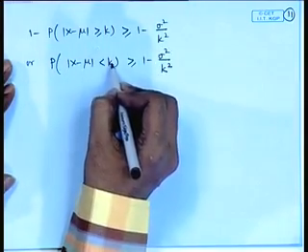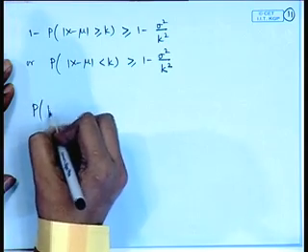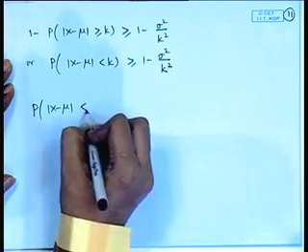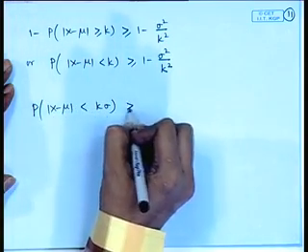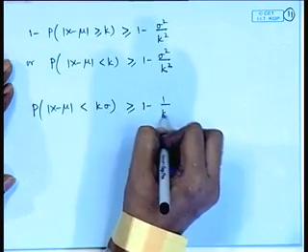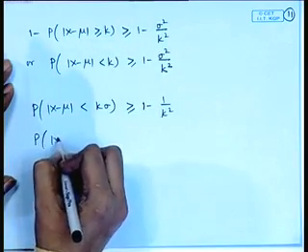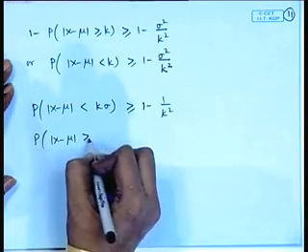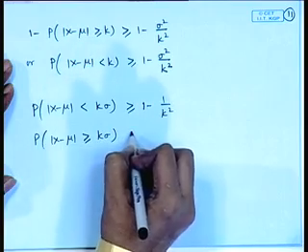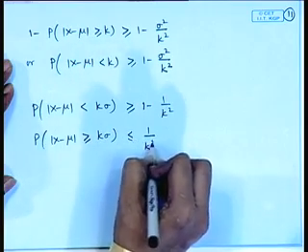Sometimes the form is written in this fashion: probability of modulus x minus mu less than k sigma is greater than or equal to 1 minus 1 by k square, or probability of modulus x minus mu greater than or equal to k sigma is less than or equal to 1 by k square.